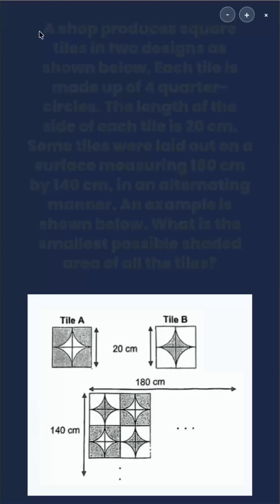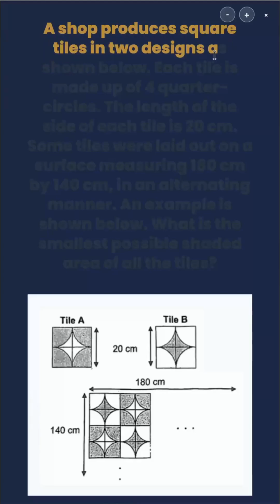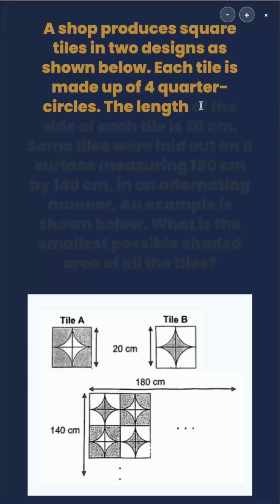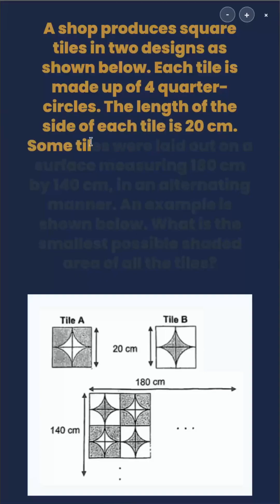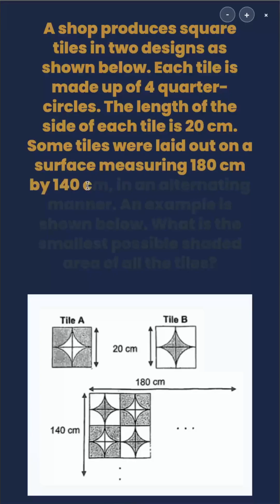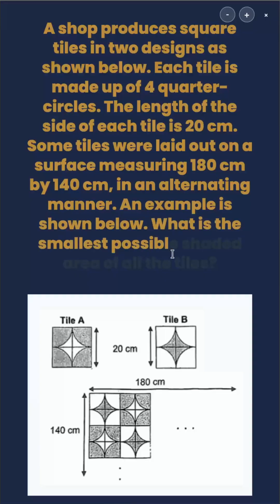Question 16b. A shop produces square tiles in two designs as shown below. Each tile is made up of 4 quarter circles. The length of the side of each tile is 20 centimeters. Sometimes some tiles will be laid out on a surface measuring 180 centimeters by 140 centimeters in an alternating manner. Example is shown below. What is the smallest possible area of all the tiles?